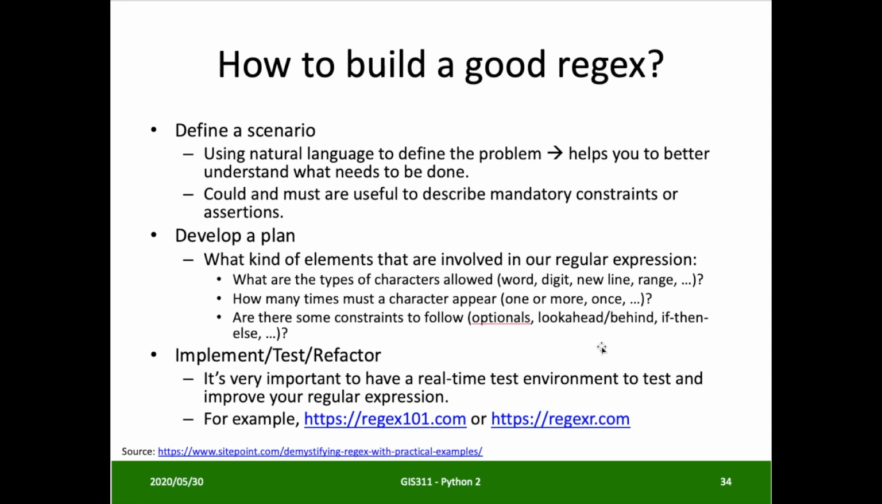Okay, so how do we actually write a good regular expression? You need to define the scenario. Use natural language just to describe what it is that you're actually looking for. Thereafter, you can come up with a plan of breaking it down into the specific characters that are required. Then you can start testing it using real-time testing environments such as regex101 or regexr.com. These are nice places where you can add some text, write a regular expression, and actually see if it would work.